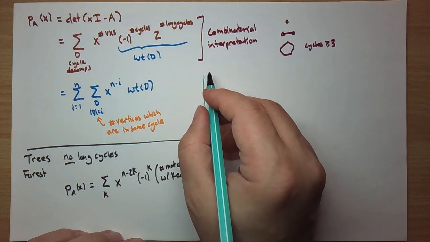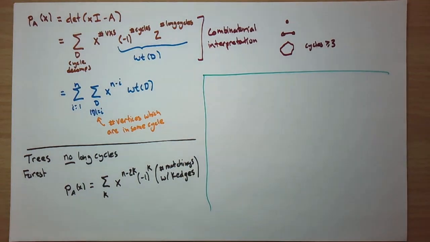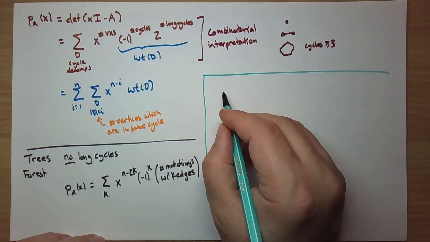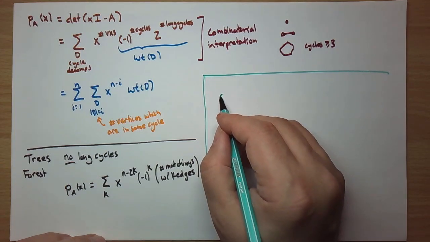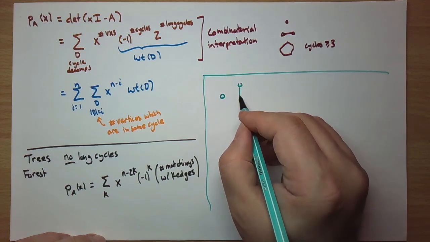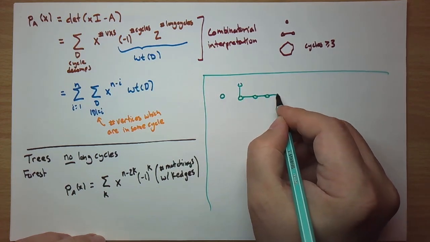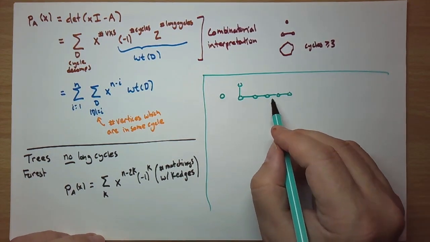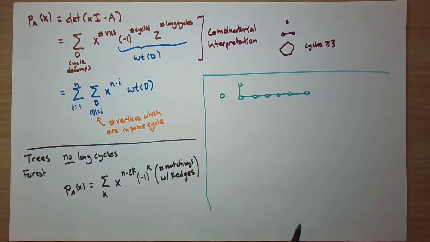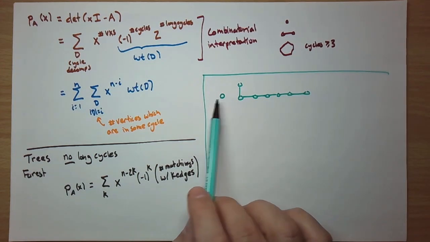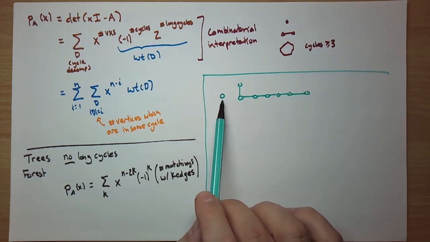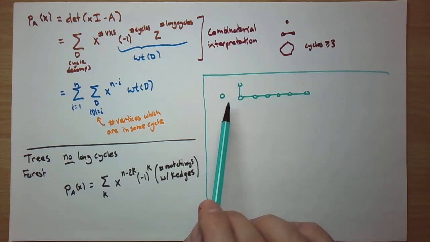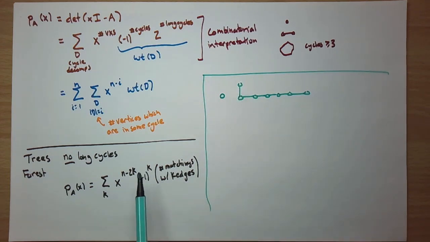And let's do a quick example, which will come into play in a little bit. One of our graphs will look something like the following. I just want to make sure I get the right number of vertices here. And here we go. So here's the forest. One tree is a vertex, the other one is a path.